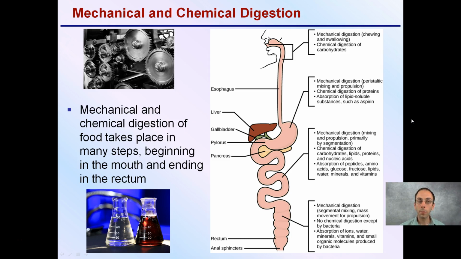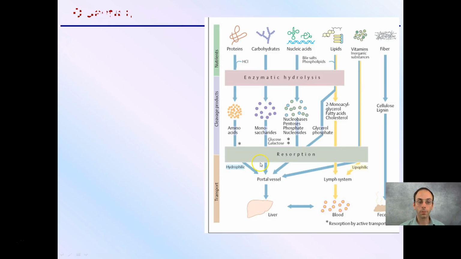To simplify it a little bit more, there's mechanical and chemical digestion. Mechanical and chemical digestion of food takes place in many steps, beginning in the mouth and ending in the rectum. And this provides another quick summary of where mechanical and chemical digestion occurs in the different regions of the body. So it's good to review that and have an idea of what's being broken down where.